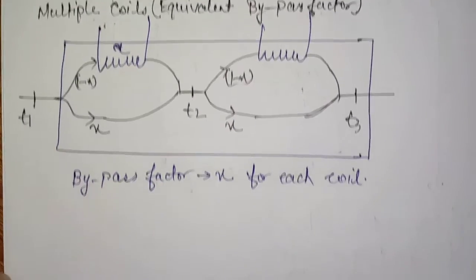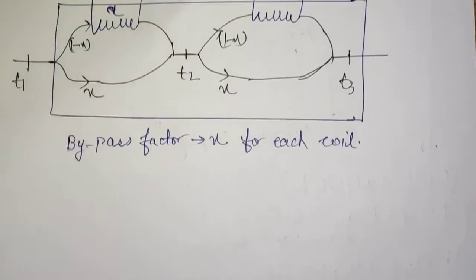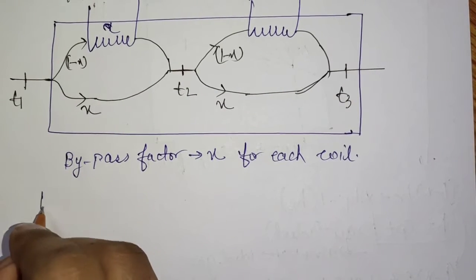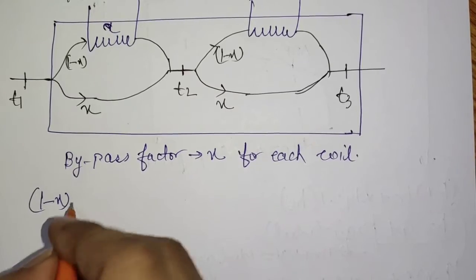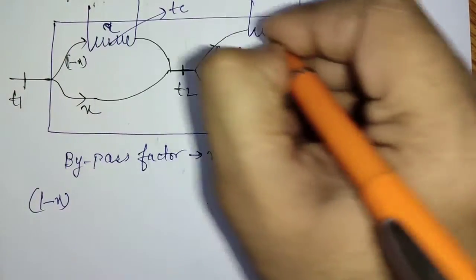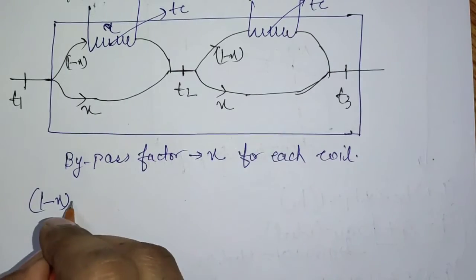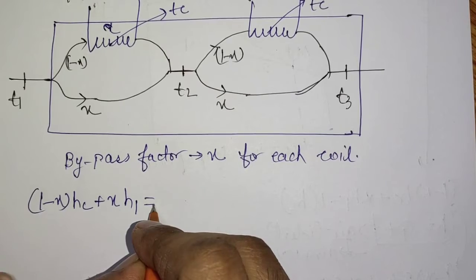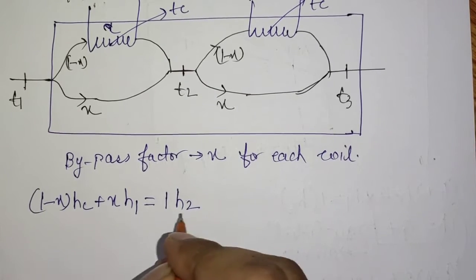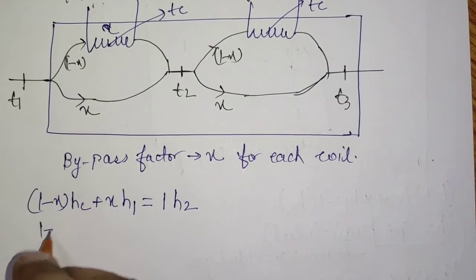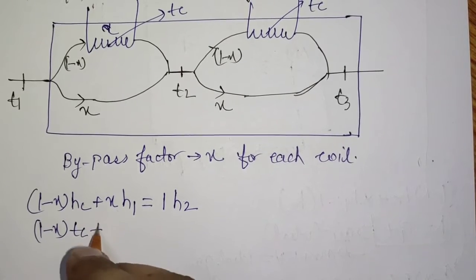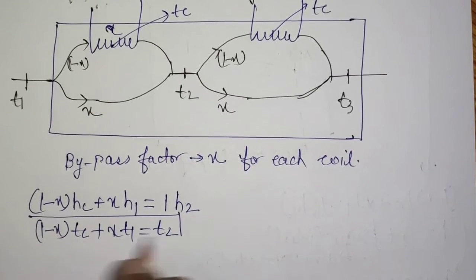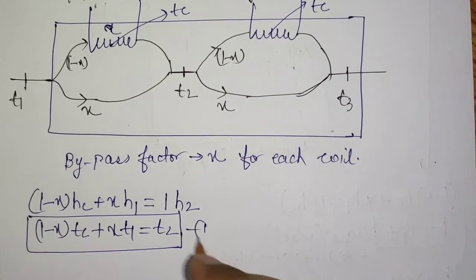Now writing the energy balance equation for coil 1 will be 1 minus x kg of Hc plus x kg of H1 equals 1 kg of H2, where Tc is the temperature of the cooling coil. This will come out to be 1 minus x kg of Tc plus x kg of T1 equals T2. Considering this as equation 1.